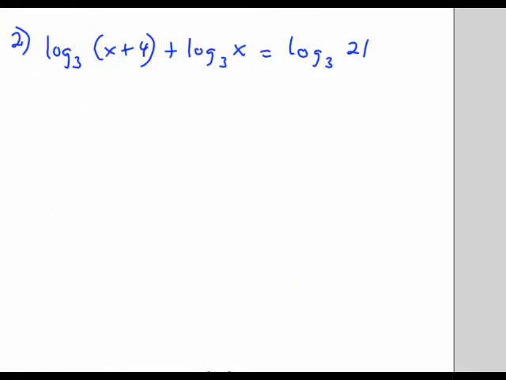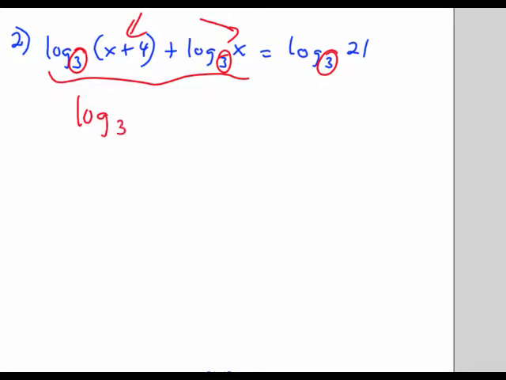Alright, here's another equation. So the first thing I'm noticing is that I've got base 3 on all the logs. And I'm looking for that because when I'm adding my logs, I can only apply my properties of multiplying these two pieces if the base is the same. So it is. So I'm just going to jump right into that. That's log base 3 of x times x plus 4, because that's a property of logs. If you add the logs, you multiply the arguments. Equals log base 3 of 21.